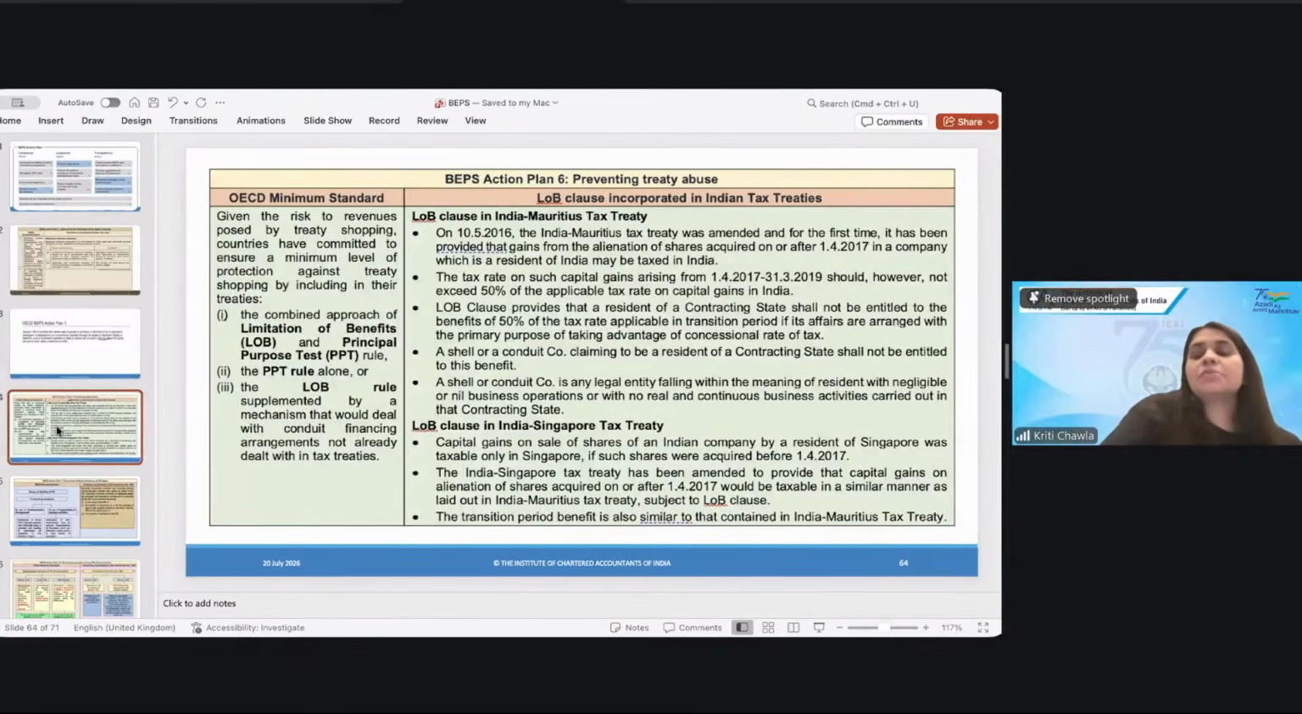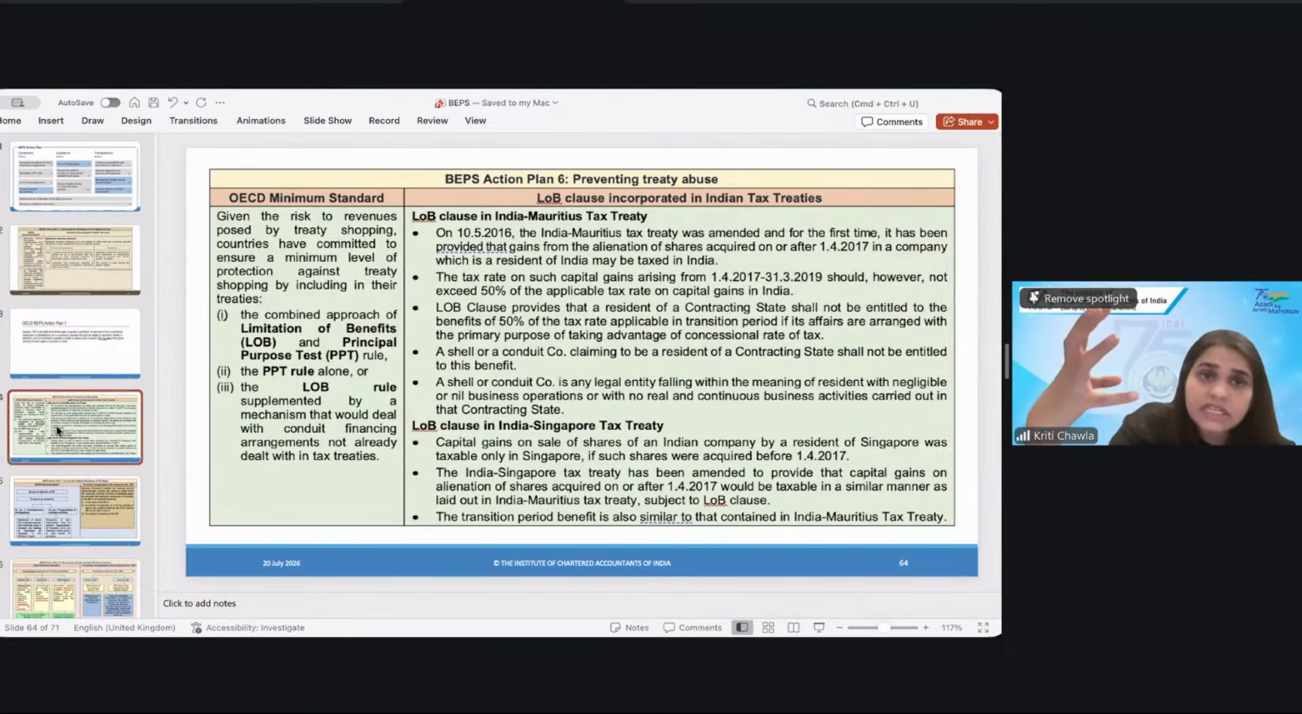After that, they came up with OECD BEPS Action Plan 6. Now, BEPS Action Plan 6 talks about preventing treaty abuse. This was the OECD minimum standard, and they basically said that, looking at the risk to revenues posed by something called treaty shopping, the countries have committed to ensuring a minimum level of protection against treaty shopping.